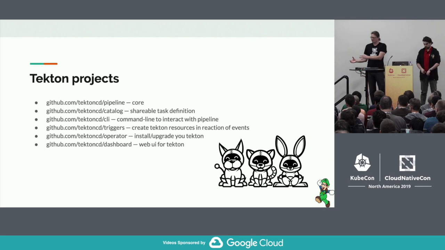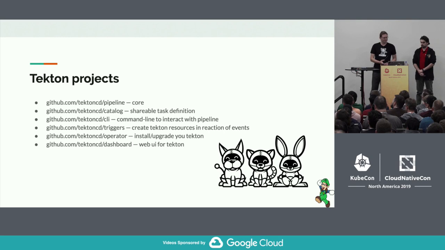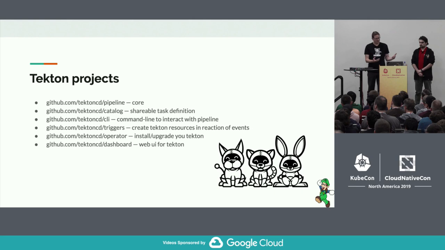The CLI, we'll show it later, is a cool CLI to control your pipeline and tasks. Triggers is a project that allows you to define a way that you can trigger your pipeline runs. Instead of triggering them manually, you can respond to events and then create the resources that are required to run your pipeline run and trigger it as a response to an event. Typical use case: a webhook from GitHub or GitLab or so. You can use the operator if you want to install and upgrade Tekton, and then we also have a cool dashboard.